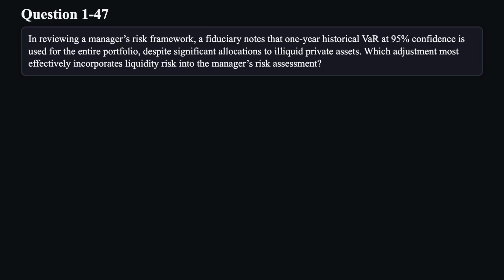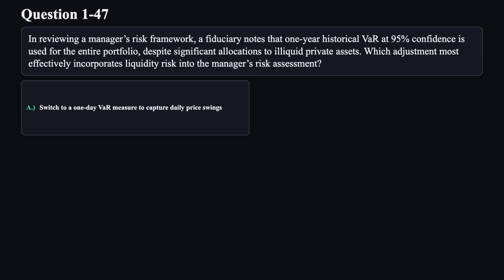Question 47. In reviewing a manager's risk framework, a fiduciary notes that one-year historical VAR at 95% confidence is used for the entire portfolio, despite significant allocations to illiquid private assets. Which adjustment most effectively incorporates liquidity risk into the manager's risk assessment?